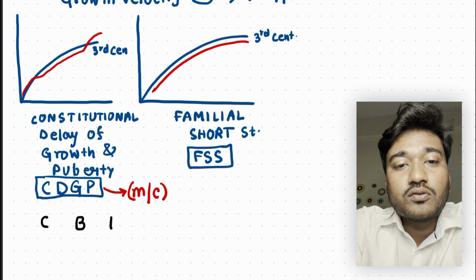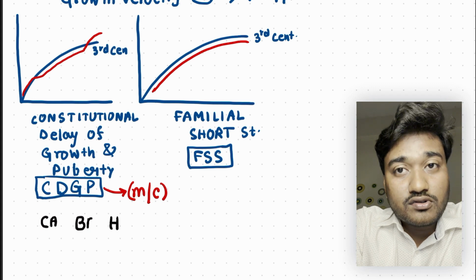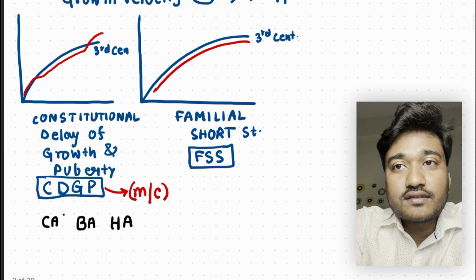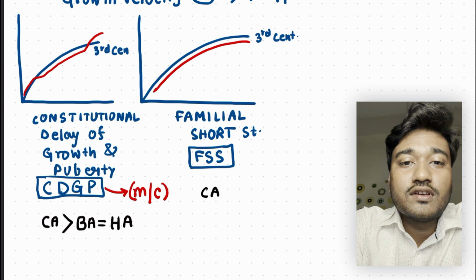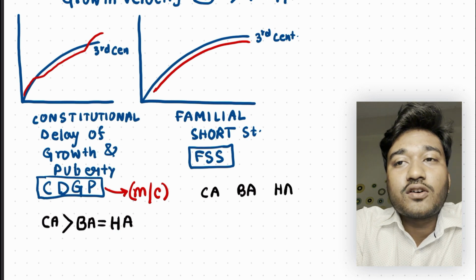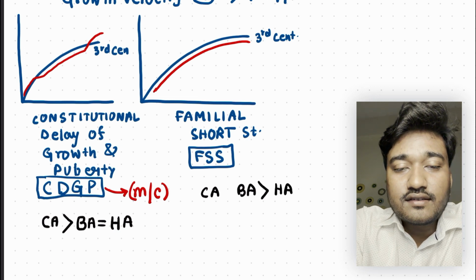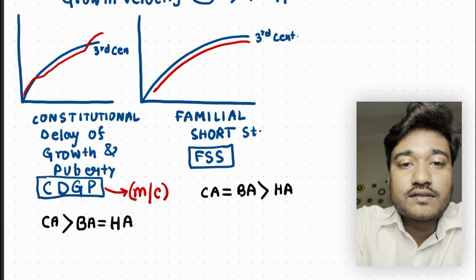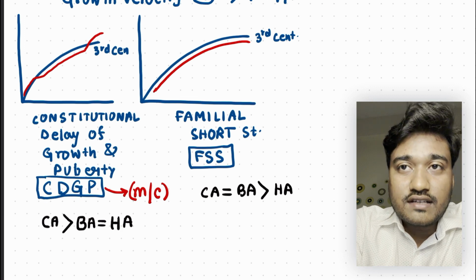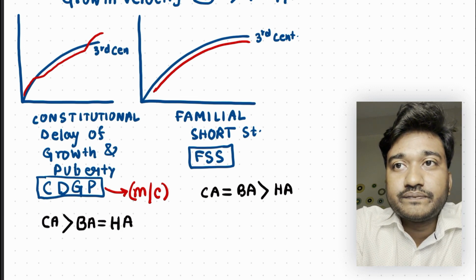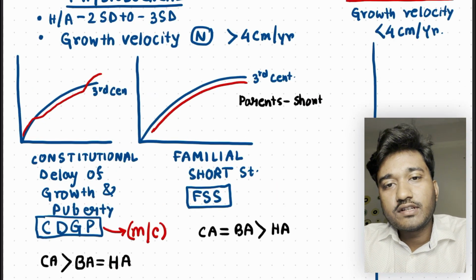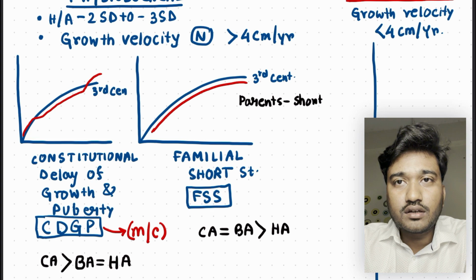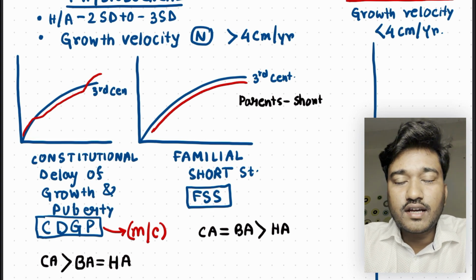Here the chronological age in case of constitutional delay is more than bone age, but bone age is equal to height age. But in case of familial short stature, chronological age and bone age is always equal. It's like a mini Xerox copy, and height age is less than the bone age because the child is less than third centile.